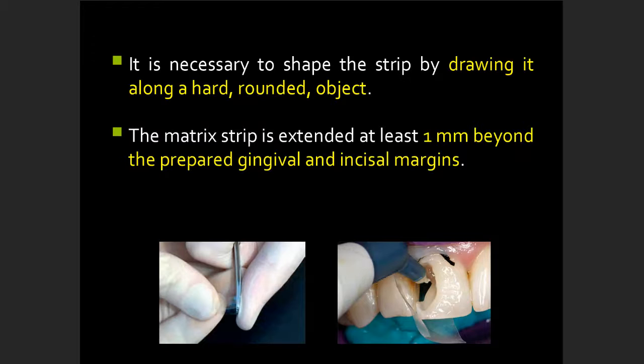It is necessary to shape the strip by drawing it along a hard round object. You can give the contour to the matrix band with the help of a hard round object. The matrix tip is extended at least 1 mm beyond the prepared gingival and incisal margins. It should be slightly more, 1 mm beyond the margins.